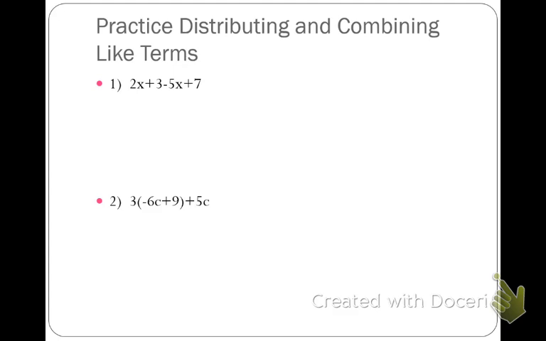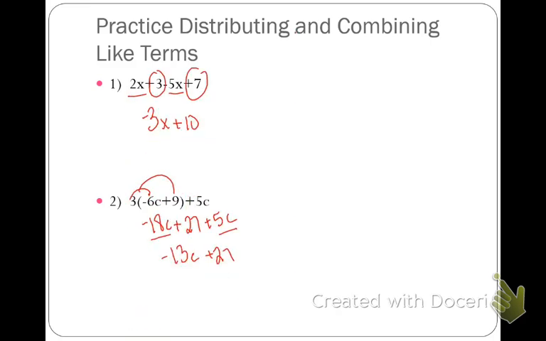Okay? First one, right? All we got to do is combine like terms, right? Your 2x and negative 5x are your like terms, 3 and 7 are your like terms. And then in the second one, the trick is you got to distribute first and then combine like terms. What you should come up with is something like this, right? So the first one, you should get negative 3x plus 10. And we just combine like terms. And then the second one, we got to distribute that 3 first, negative 18c plus 27. And then we add the 5c, combine like terms, and you should get negative 13c plus 27.